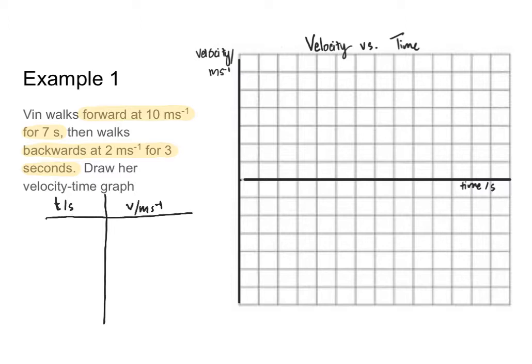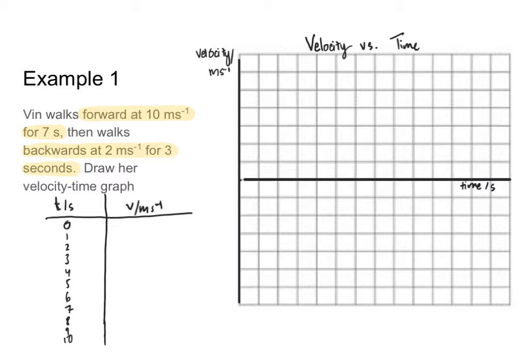So we start at 0 seconds. And for the first 7 seconds, she's walking forward. So we know that we're going to go from 0 to 7. And then we have a further 3 seconds in our problem. And so we're going to go all the way up 3 more seconds to 10. So 8, 9, and 10 seconds.